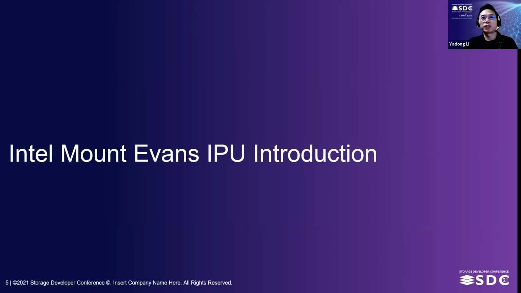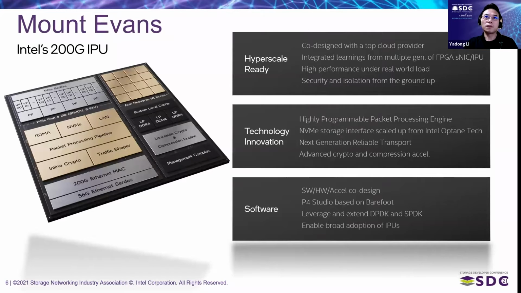So here is a quick intro of Intel Mount Evans IPU. Some of you may have seen this from the Intel Architecture Day announcement and the Hot Chips Mount Evans presentation from last month. Mount Evans is Intel's high performance 200 gig IPU, a pure ASIC-based design. It's co-designed with a top cloud provider, hyperscale ready, and integrates a lot of learnings from multiple generations of SmartNICs based on FPGA and IPUs. It delivers high performance under real-world workloads, and provides security and isolation from the ground up.